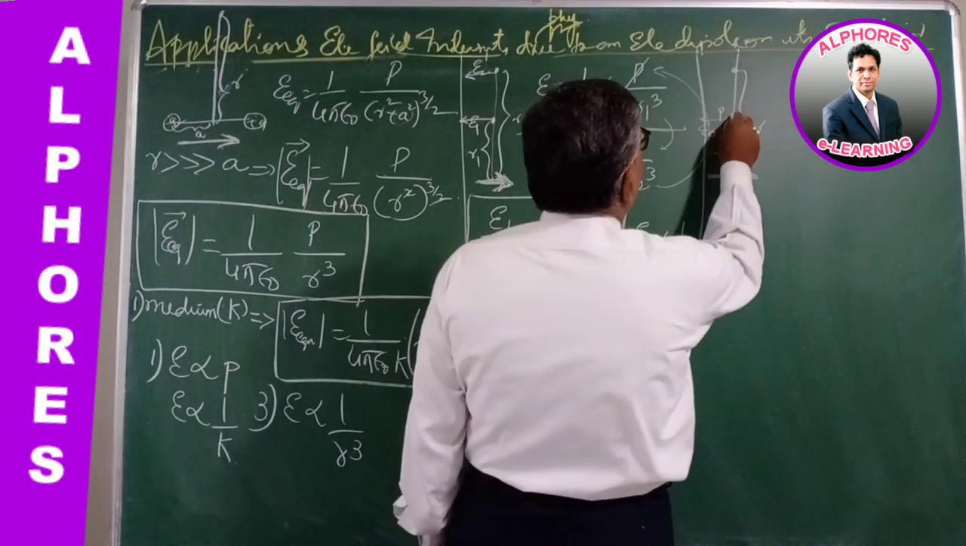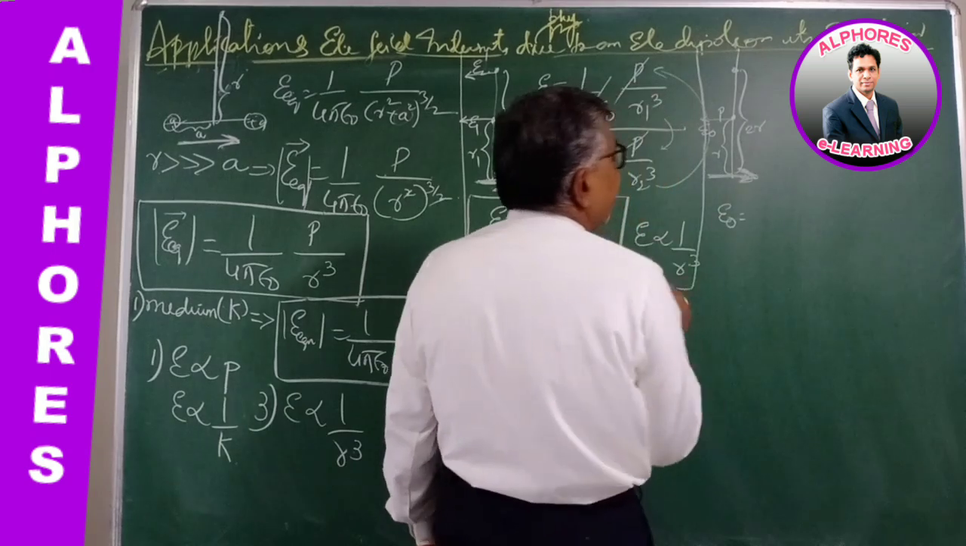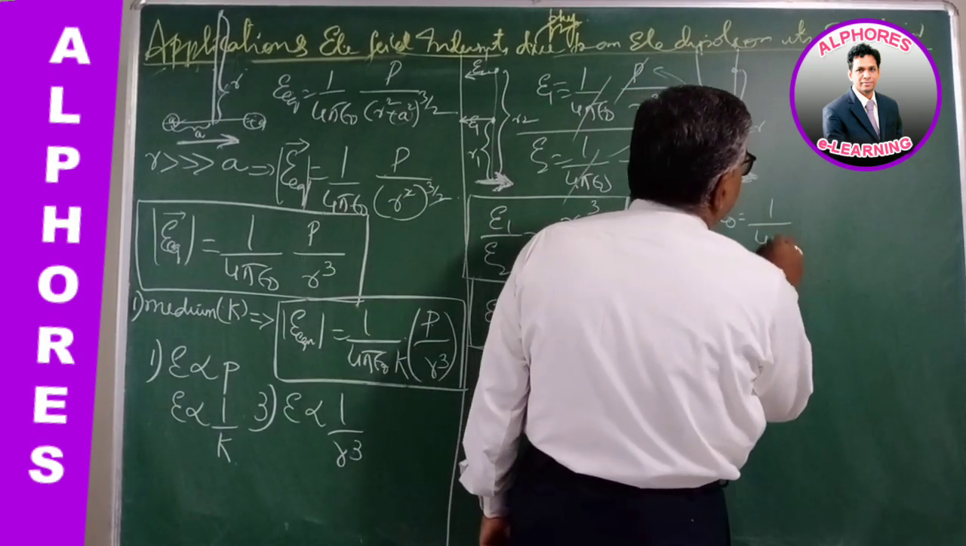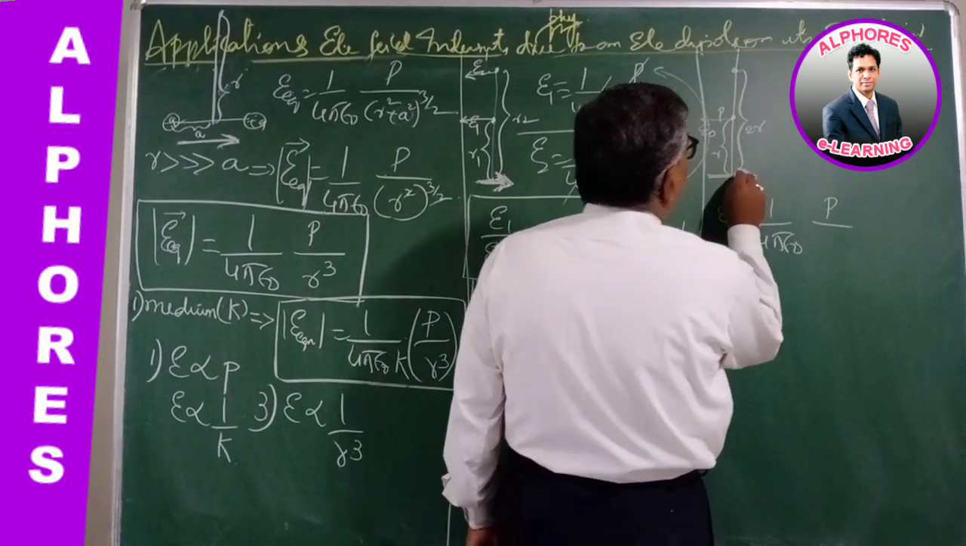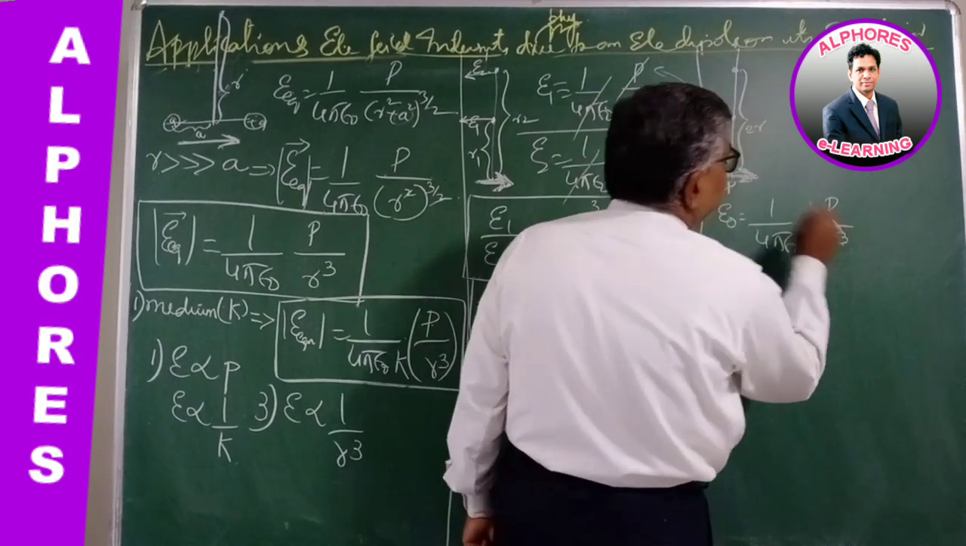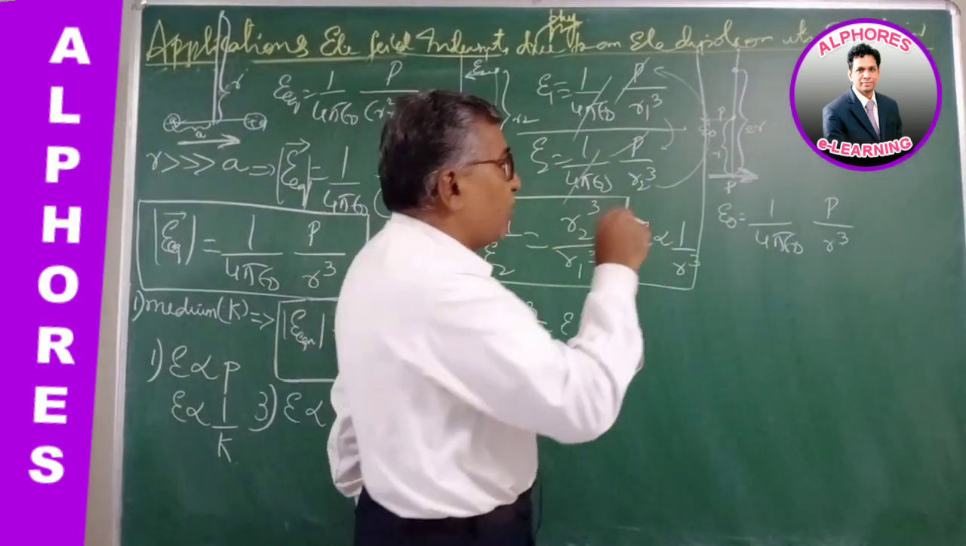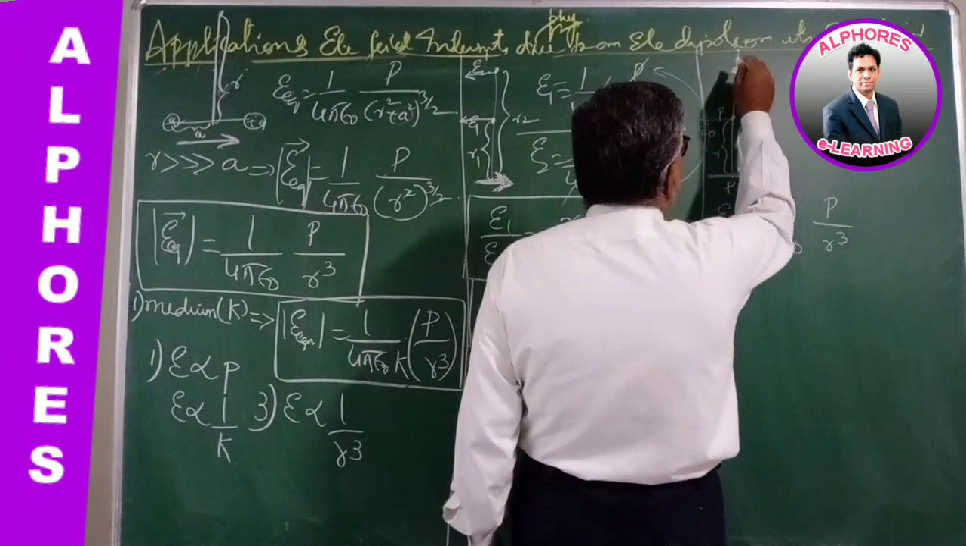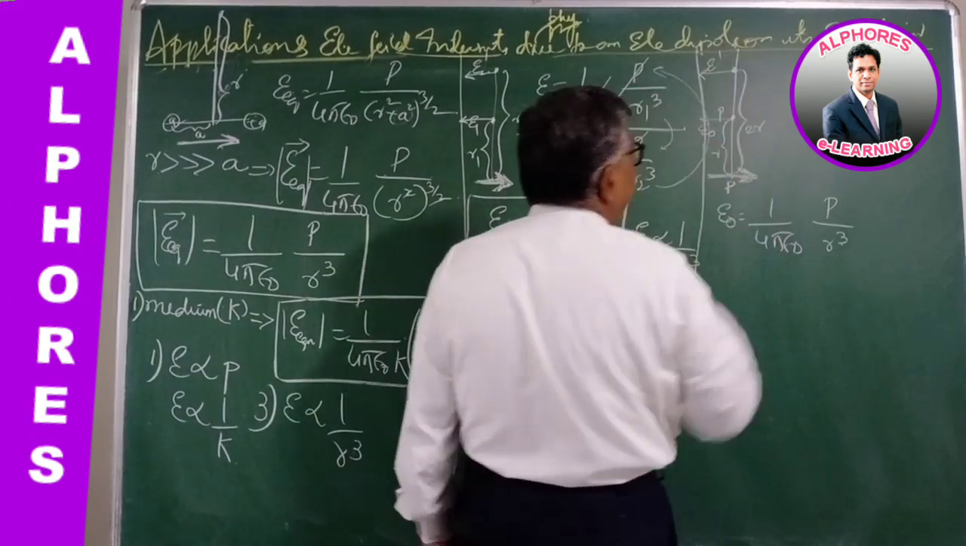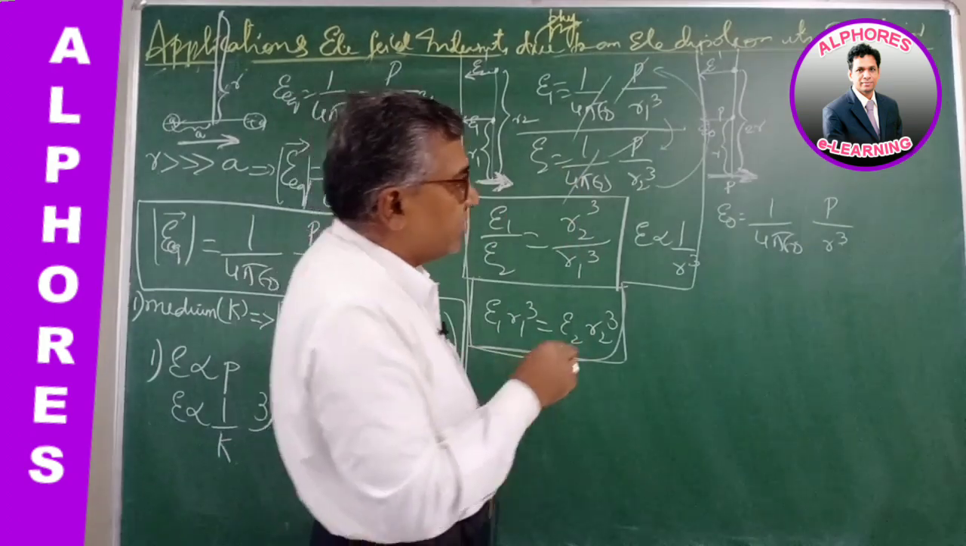So first, the electric field at point P, initially, is 1 by 4 pi epsilon naught, where the dipole moment is p, by r cube. Now at the new point, at a distance 2r, let the field be E dash. At the new point, let's say Q.